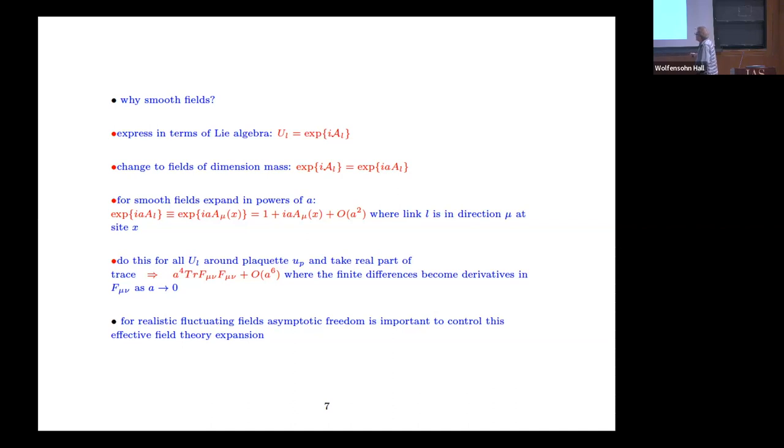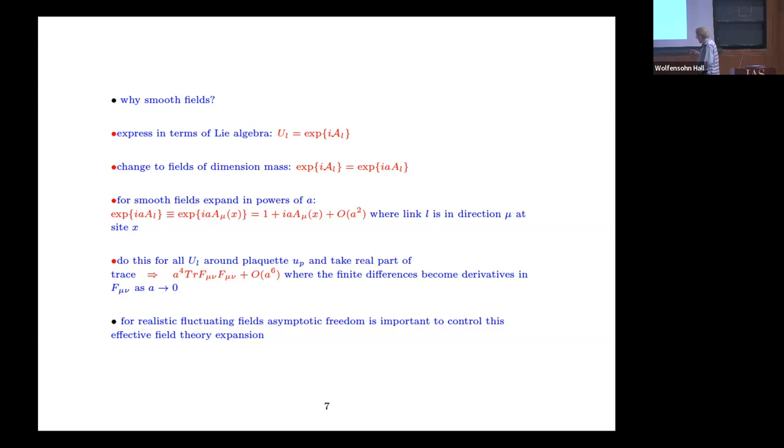So for smooth fields, it's very simple to do this. Of course, the real fields that you have fluctuate on the scale of the lattice spacing, so you have to be more careful, and I'm not going to do that. That's a more sophisticated approach, which, for its success, is effectively an effective field theory approach for the plaquette action. And the fact that it works is due ultimately to asymptotic freedom.